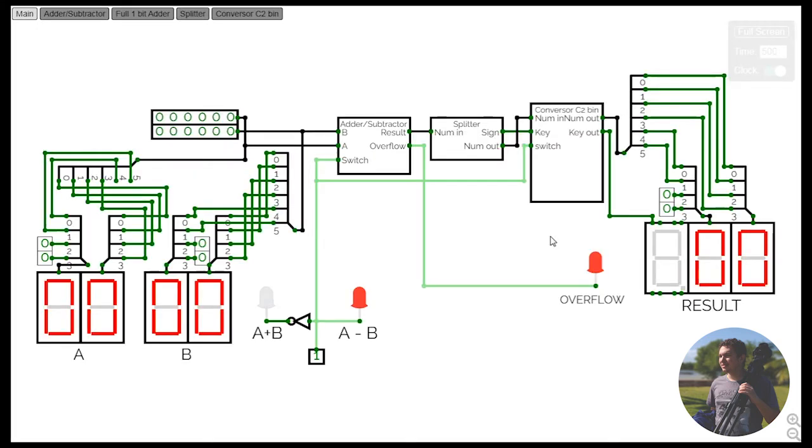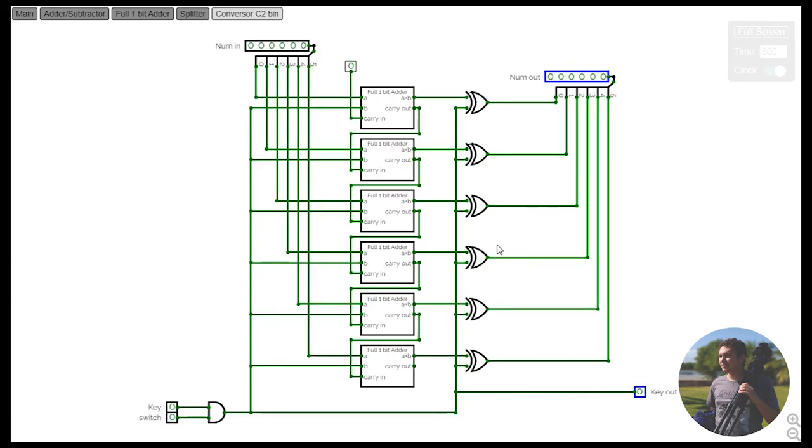The next component is the 2's complement to binary conversion tool. This is not very different from our adder-subtractor. It also uses 6 1-bit adders. The aim of this tool is to detect whether or not the result is in 2's complement. It does this by checking these 2 conditions on the AND gate. The keys correspond to the sign obtained from the splitter and the key used to select the operation. If both have the value of 1, the tool will be activated, and we convert the 2's complement number into binary and give it a separate sign bit.